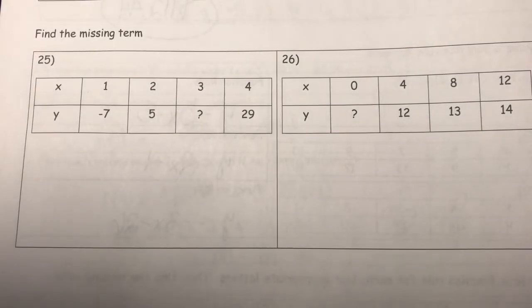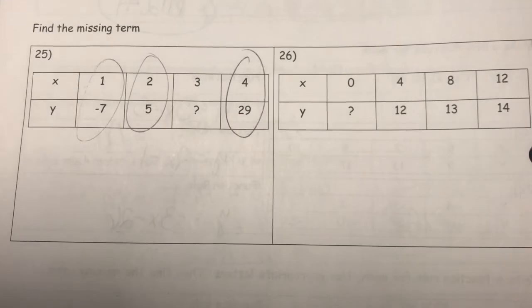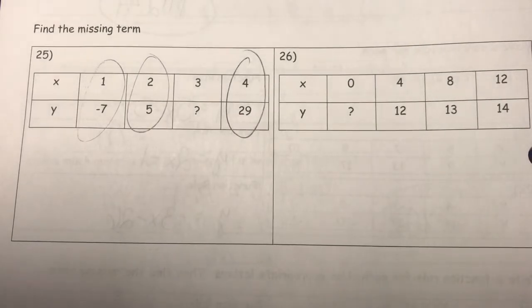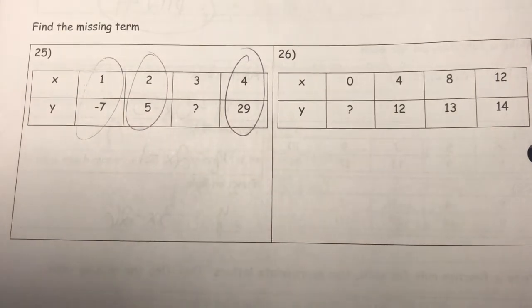25, very similar to our warm-up. What I'm going to do is use the numbers that I do have, throw them into LinReg, and get an equation. Once I get an equation, I'm going to plug in 3 and see what I get.